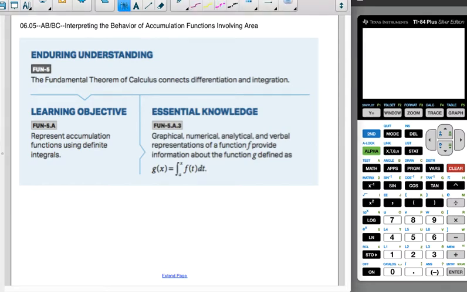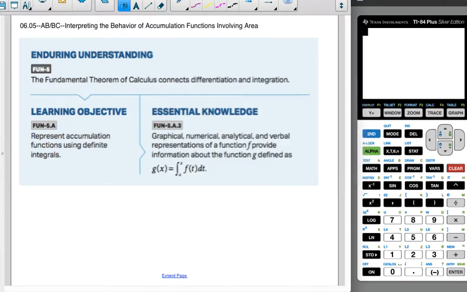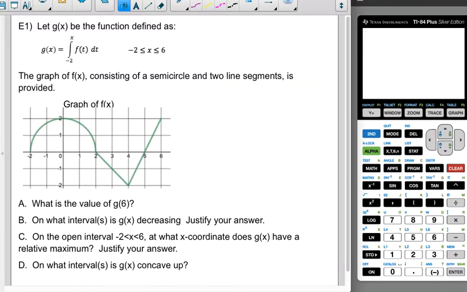All right, this is AP, AB, and BC Calculus, and we are doing Unit 6, Section 5, which is interpreting the behavior of accumulation functions involving area. Let g of x be defined as the integral from -2 to x of f of t dt for x values between -2 and 6. The graph of f of x, consisting of a semicircle and two line segments, is provided. What is the value of g of 6?